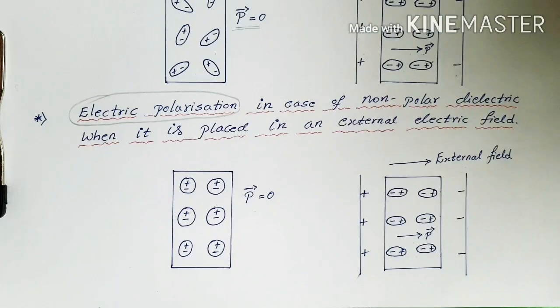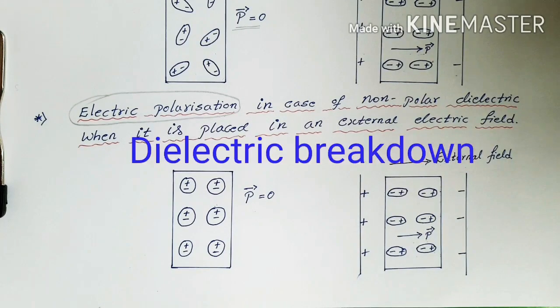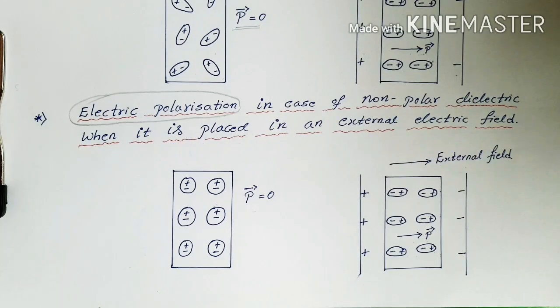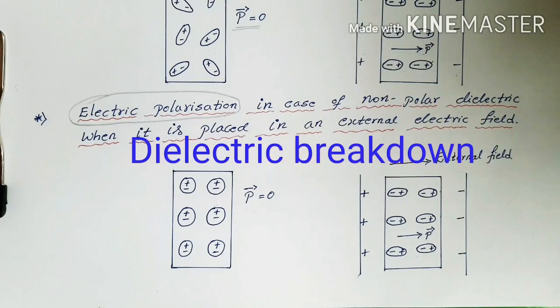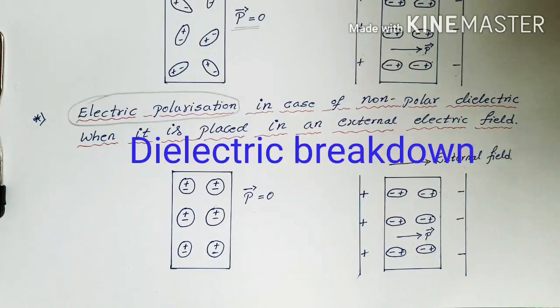I'll repeat once again, the dielectric strength is the maximum value of electric field strength of applied field up to which the dielectric breakdown doesn't take place. The meaning of dielectric breakdown, I can tell you like this: when a dielectric is placed in an electric field of very high strength, the electrons detach from their parent atoms and become free. Then the dielectric behaves like a conductor. This phenomenon is called dielectric breakdown.